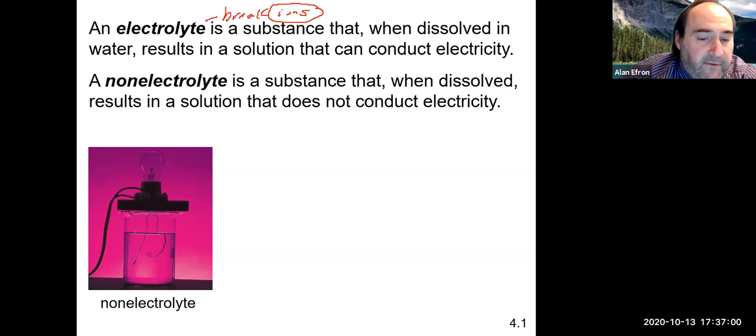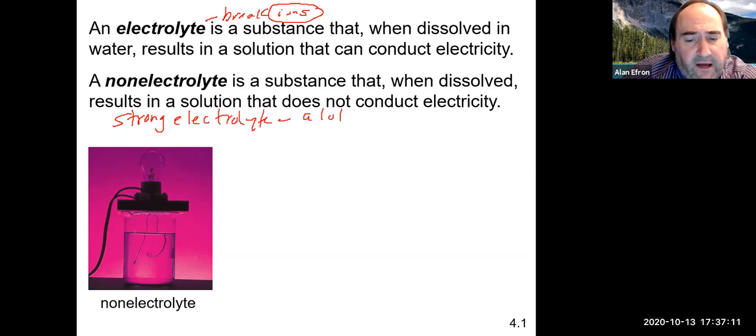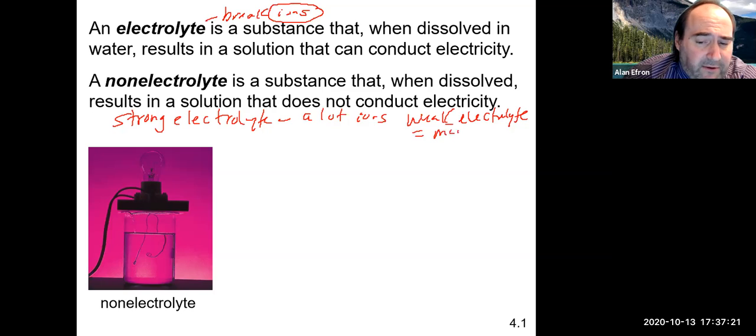As we will see very shortly, there are three types of electrolytes. There's a strong electrolyte, which breaks apart 100% and produces a lot of ions. There are also weak electrolytes, which, as we'll see in just a second, mainly stay together.